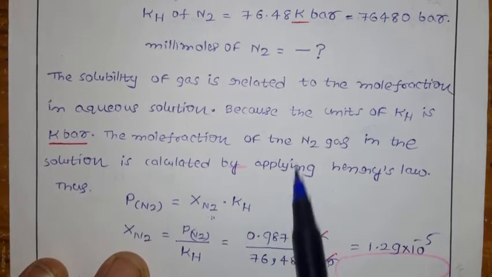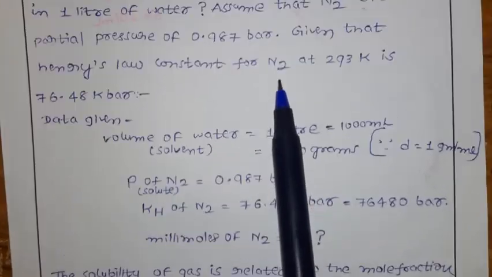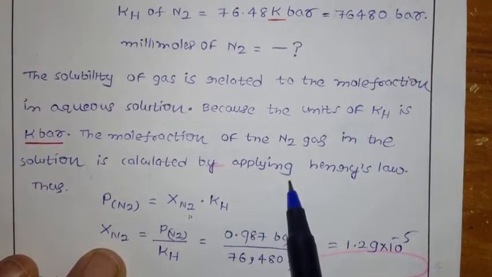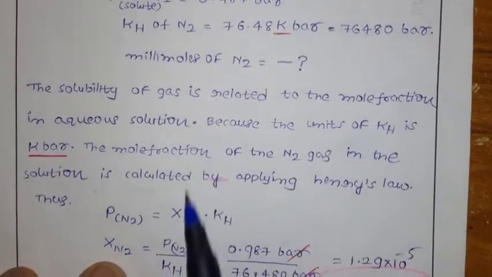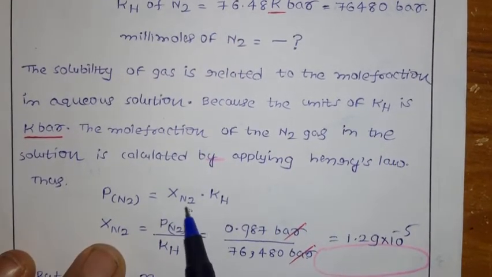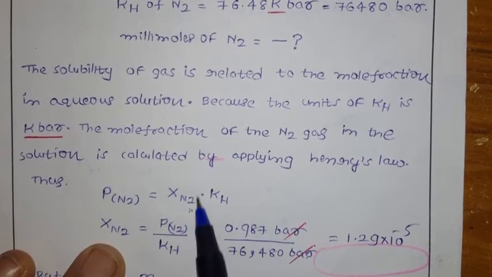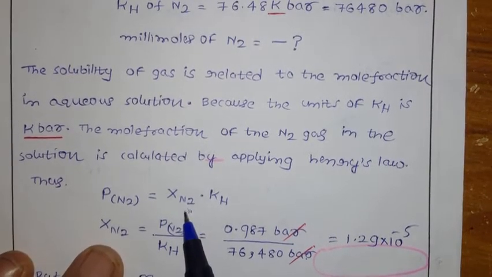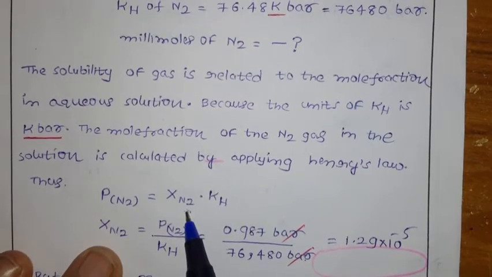So already here we came to know Henry's constant is given. So definitely we have to go for Henry's law. So first, what I am doing: they are asking the millimoles, so first I will calculate the mole fraction. Why? Because once you know the mole fraction of nitrogen, then you can calculate the number of moles of nitrogen, and from that we can calculate the millimoles.